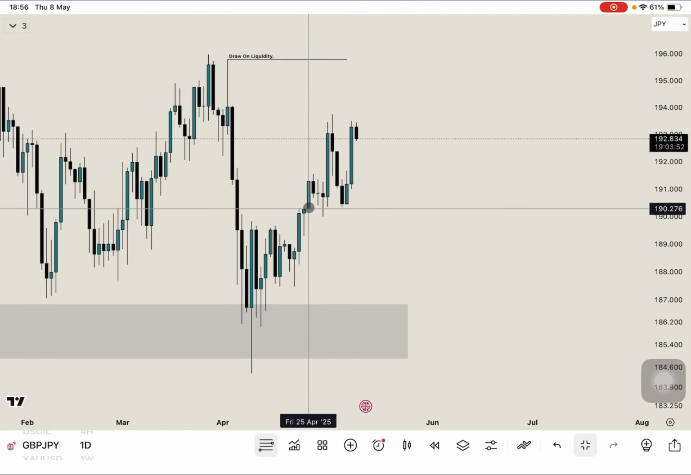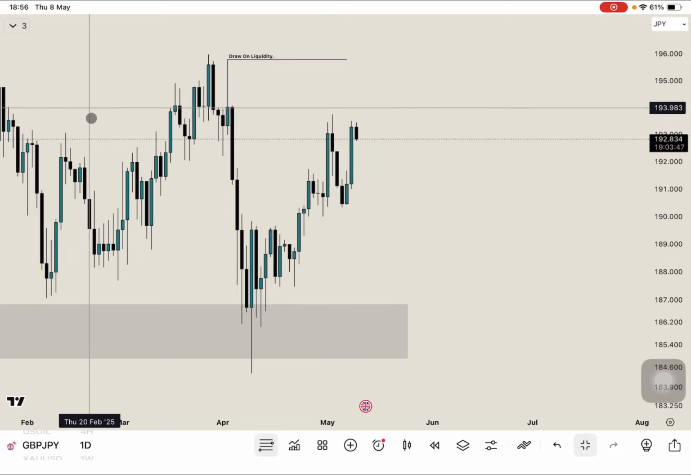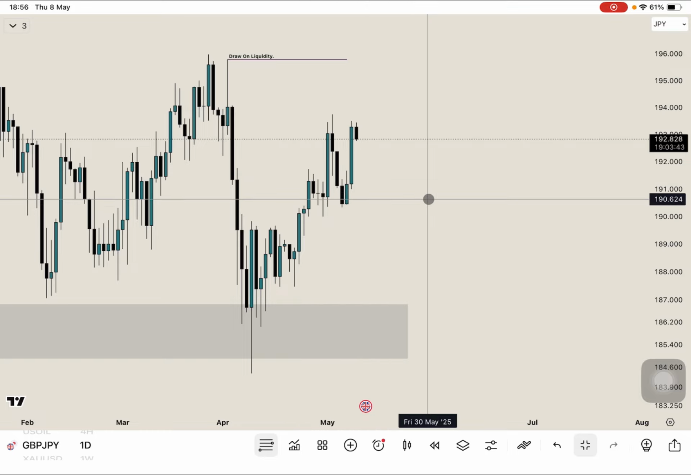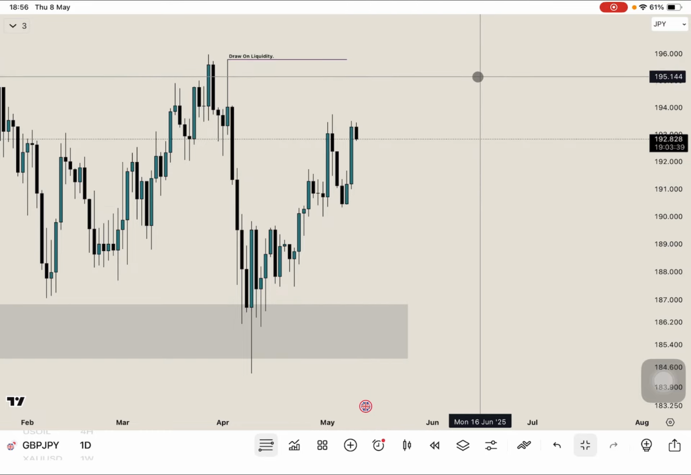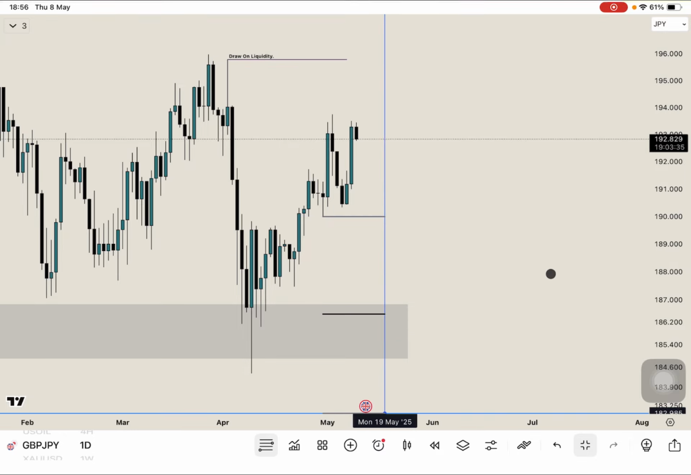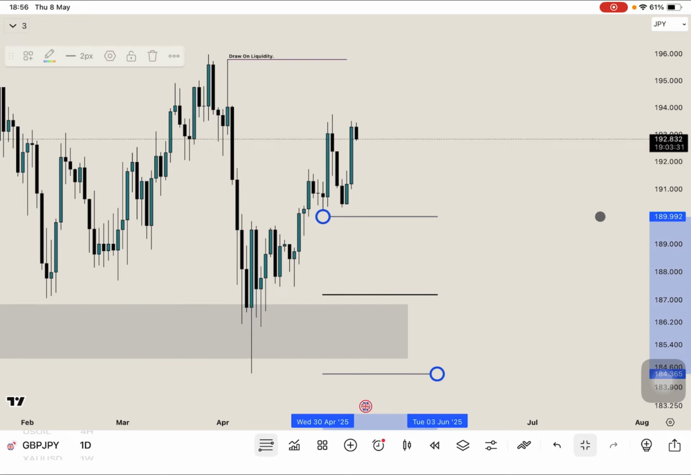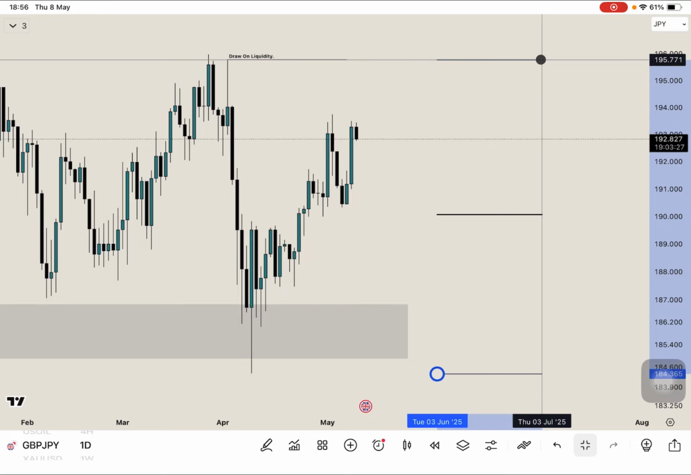As you can see, we have something like another block here. We have a fair value gap in this area. So what would we use? A premium and discount will validate that for us. So let me draw the premium and discount. Okay, so this was the range low, and this is the daily range high here.